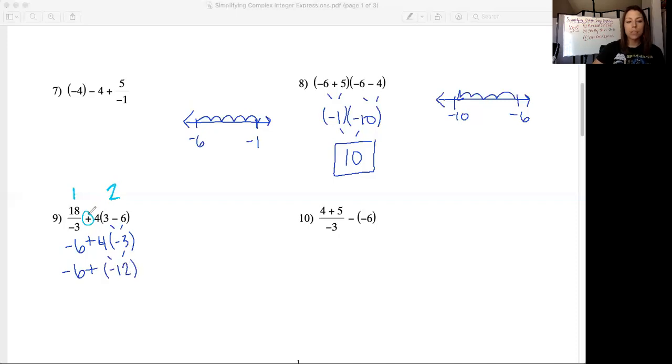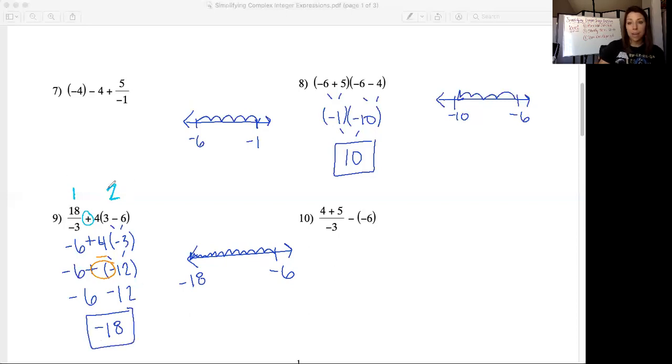Now I've maintained the structure of a sum all the way through. Now I have 2 terms that are simplified, so I can go ahead and combine them. Adding a negative is equivalent to subtraction. So if you want to rewrite this as -6 minus 12, you can. If I think about a number line, here I am at -6, I'm moving back 12, 5, 6, 7, 8, 9, 10, 11, 12, and I end up at -18.